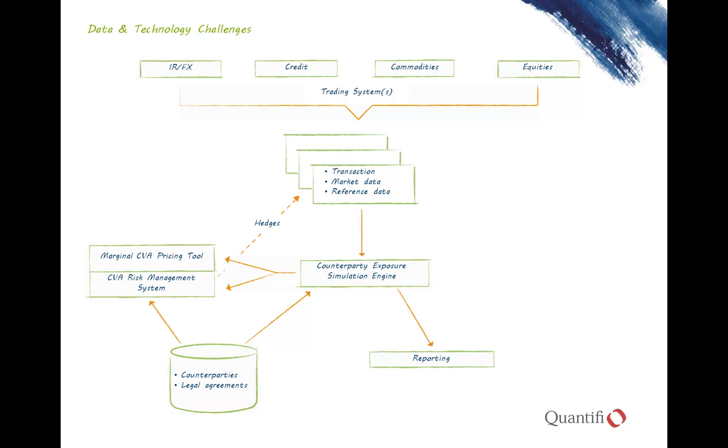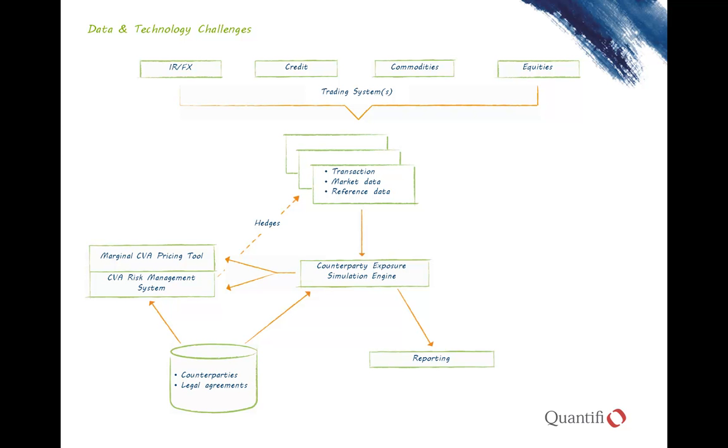If the bank is a CBA desk, there may also be a separate system for marginal pricing of new trades and active management of CBA. The marginal pricing tool needs to access results of the portfolio simulation, since the price of each new trade is a function of the aggregate exposure with that counterparty. Calculating a marginal CVA in a reasonable time frame can be a significant challenge.